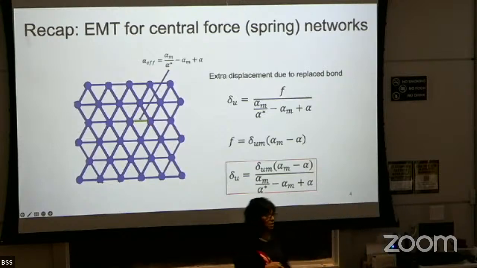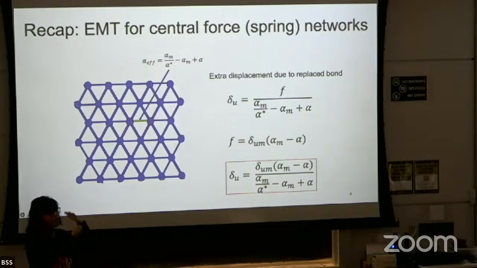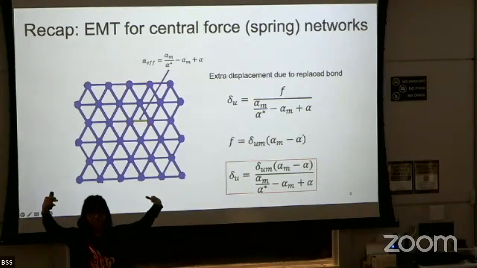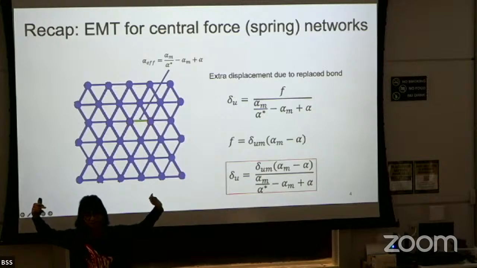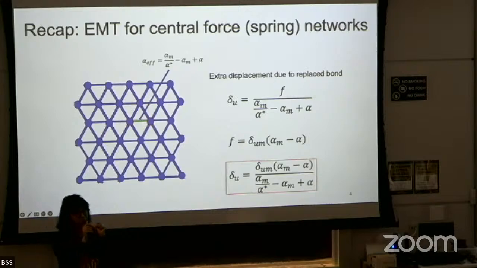And the way we did this calculation, we said that, well, what we will do is we will start with a completely ordered network, and each of the springs have a spring constant alpha m. Then we will sort of apply tension in all directions so that all bonds are stretched by the same amount, right? Then we said we are going to replace one of the springs by a different spring of a spring constant alpha, right, instead of alpha m. And then we wanted to know, so what is now going to be the extra displacement or deformation of the spring, because we have replaced it by a different spring constant.